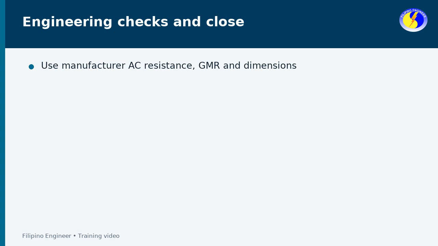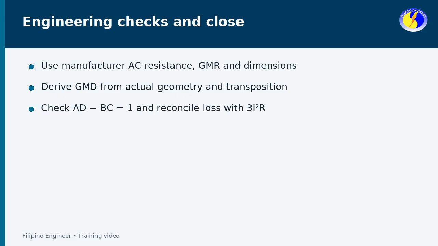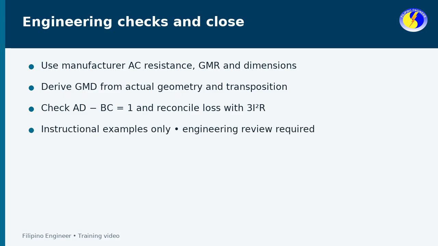Before using any model for design, replace illustrative data with manufacturer values and survey geometry. Calculate positive and zero sequence parameters separately. Check reciprocity using AD minus BC equals 1 and reconcile real loss with 3I²R. These examples are instructional, not construction values, and a qualified power system engineer should review the final study model.